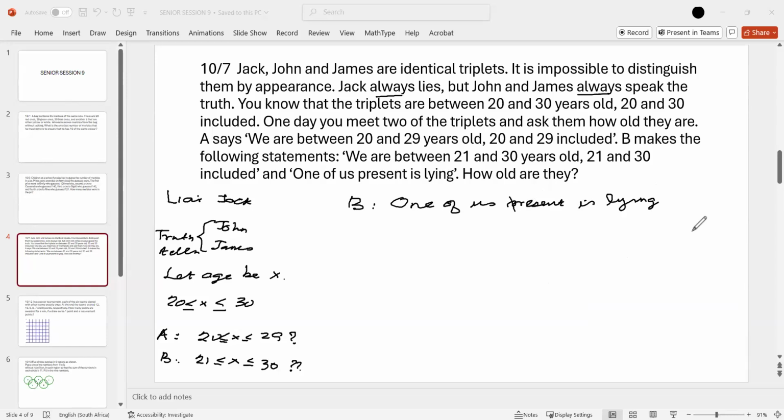Now, he may be lying. He may be speaking the truth. So is B lying or is he speaking the truth? Let's look at B. Is B a liar or is he a truth teller? Let's just assume for the moment, suppose B is a liar. B says one of us present is lying. So is he a liar?